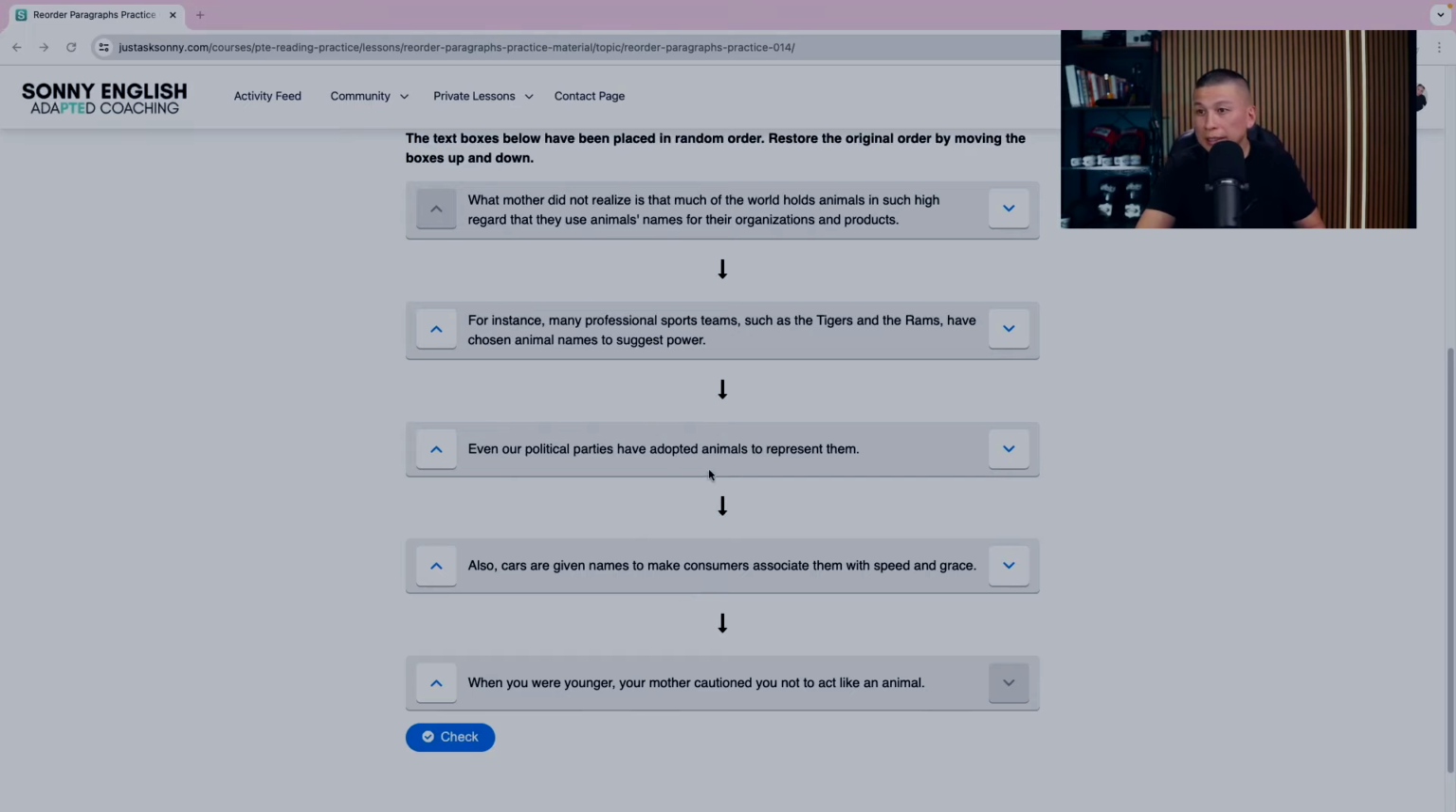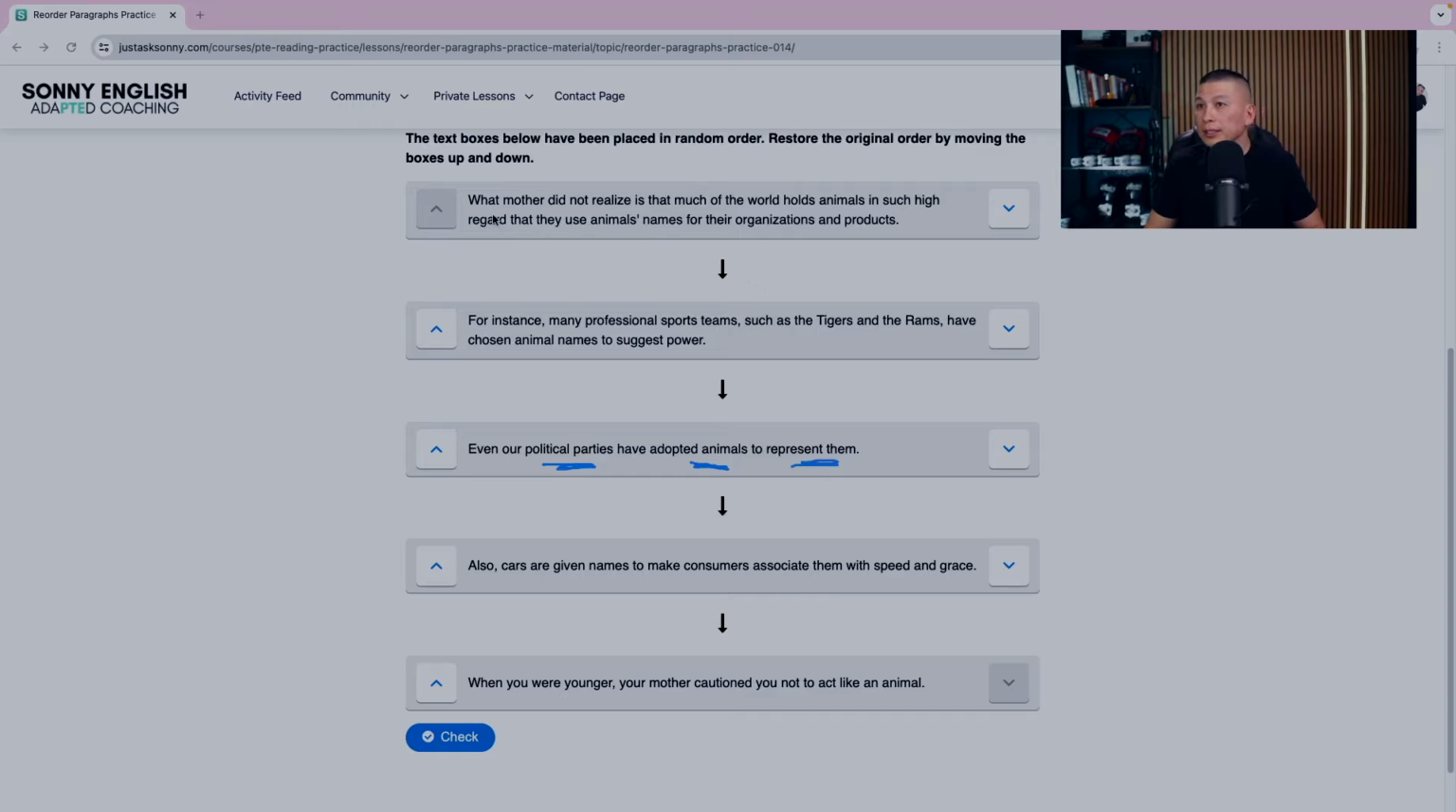So it would be a good idea if we read this sentence to see what they are talking about. Political parties adopted animals to represent them. Okay, this is the example. So, what we want to be looking out for is what else do political parties adopt to represent them? That's one. Or it could be other parties, other businesses, other entities adopting animals, basically using animals to represent them. So that's what we want to look out for as examples.